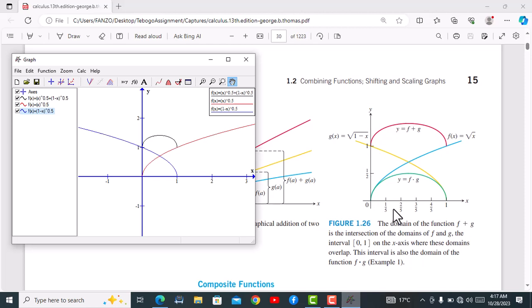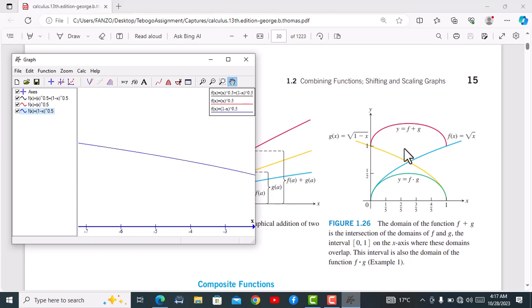Do these domains overlap at 0 and 1? We need to look into this. So when x is 0, y is 1. And this is y equals f plus g. There it is, the combination of the functions f and g. And we have this function, y equals the square root of x, and y equals the square root of 1 minus x. Okay, that is fine, no problem.